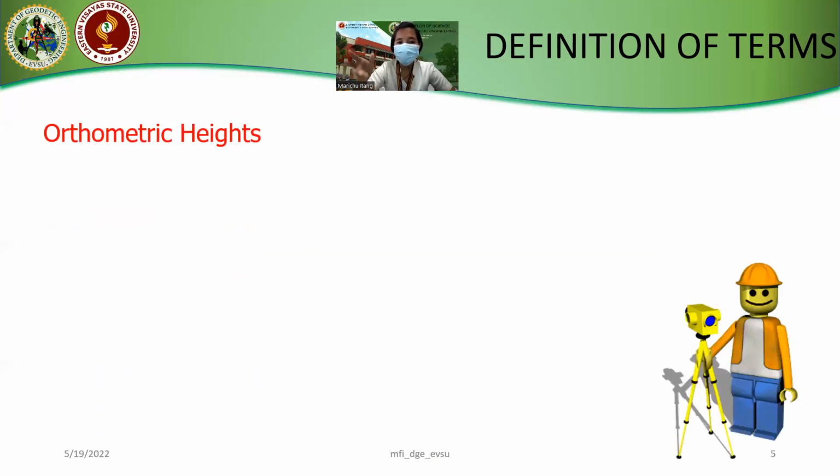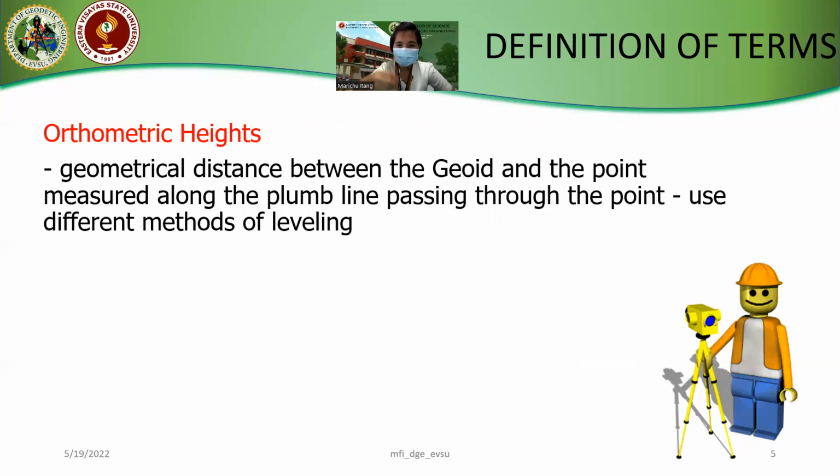Okay, so another term is an orthometric height. So again, meron tayong level surface o yung mismong nagko-coincide sa ating geoid. Yung si geoid, yung true shape ng Earth, yung parang potato na na-deform, right? So again, yung geoid is a reference to our elevation. So if our elevation is in reference to the level surface o yung ating geoid, so the height na may measure natin is called an orthometric height.